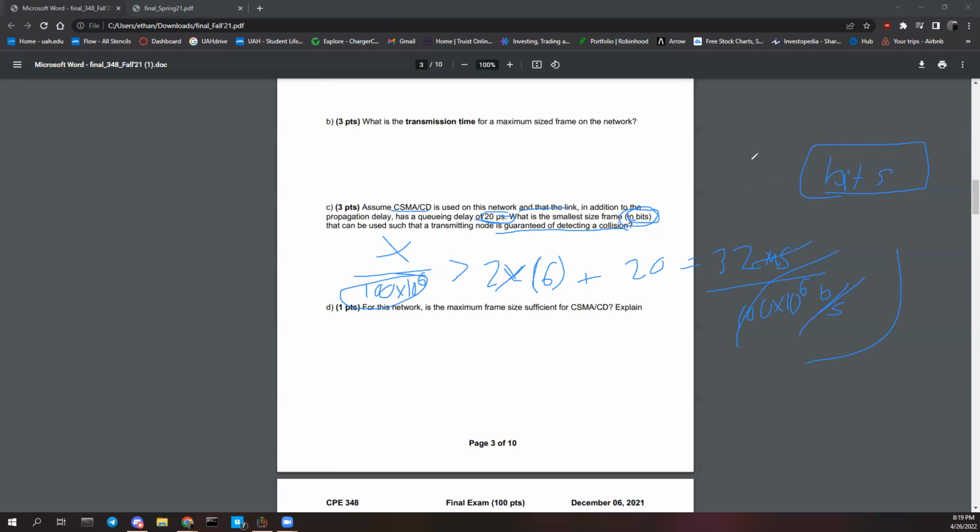Once you're done with that, the number you get is going to be X must be greater than 3200 bits for guaranteed collision detection. So that's just that value. Nothing too crazy.